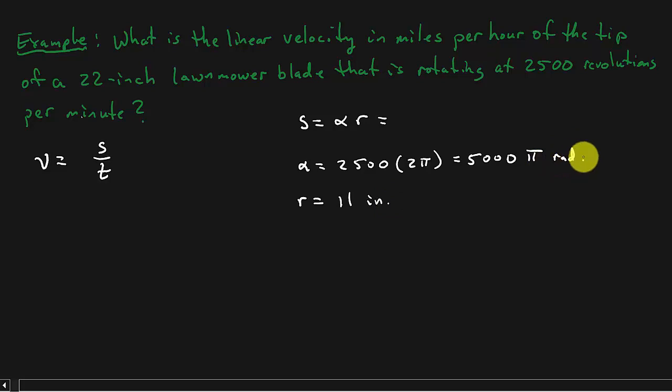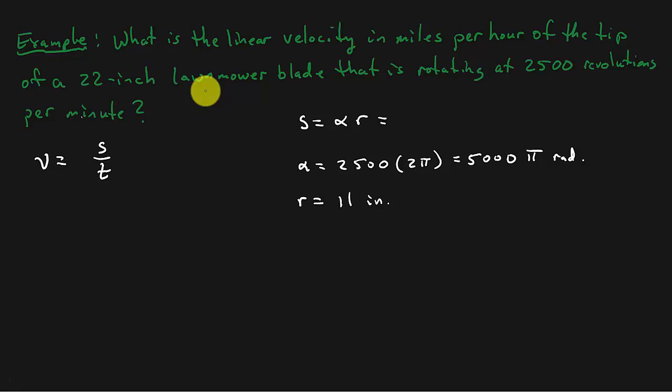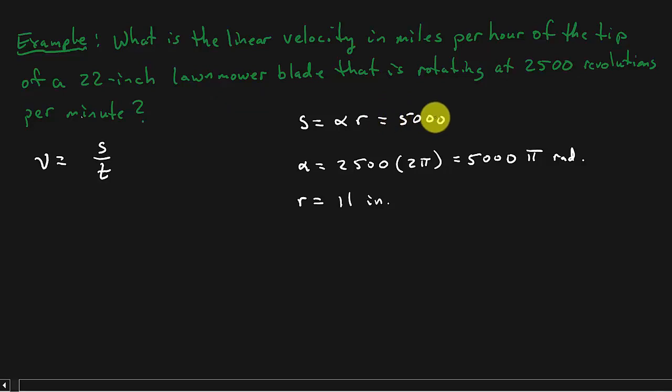Now, how do I know the radius is 11 inches? Well, it says a 22-inch lawnmower blade. So the lawnmower blade is 22 inches long. That's from tip to tip. So we need the radius, that would be halfway. So half of 22 is 11. And so the arc length is 5,000 pi times 11. And let me see what that is. That is 55000 pi.